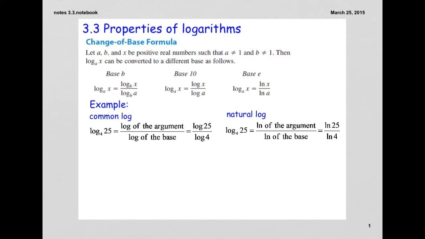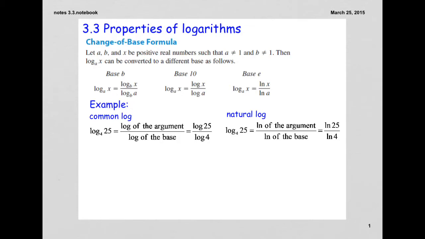If we want to change from a log of any base to a common log, which would be a log of base 10, we do the following. We take the log of the argument over the log of the base. In other words, you take the log of the bigger number, and I'm talking size, so log of 25, over the log of the smaller number, again size, log 4. Then you would just plug that into your calculator because it is now in base 10.